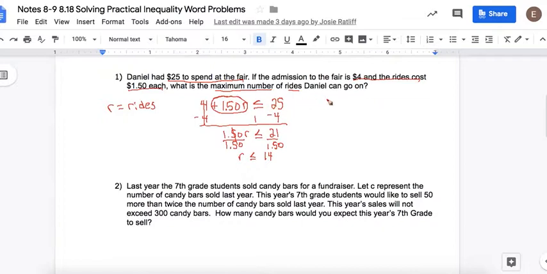And we just have to make a statement that answers the question. So what is the maximum number of rides Daniel can go on? So we can say at most 14 rides, meaning he can go on 14 or less. He doesn't have to go on all 14, but if he chooses to, he can. Okay, and that would be reasonable if you were spending $1.50 each and a $4 fee. 14 rides would make sense. It's reasonable. So let's look at number 2.